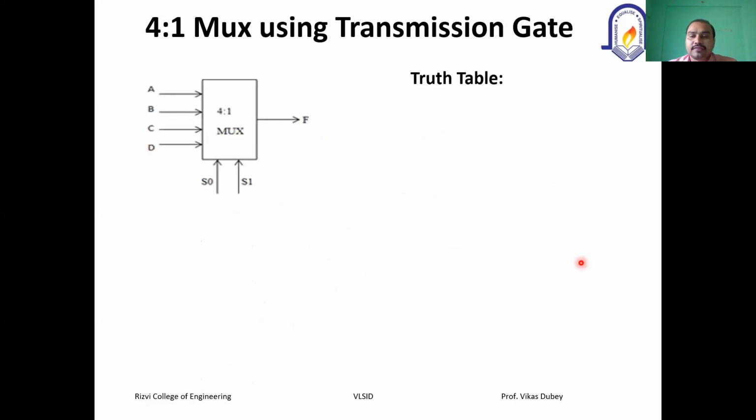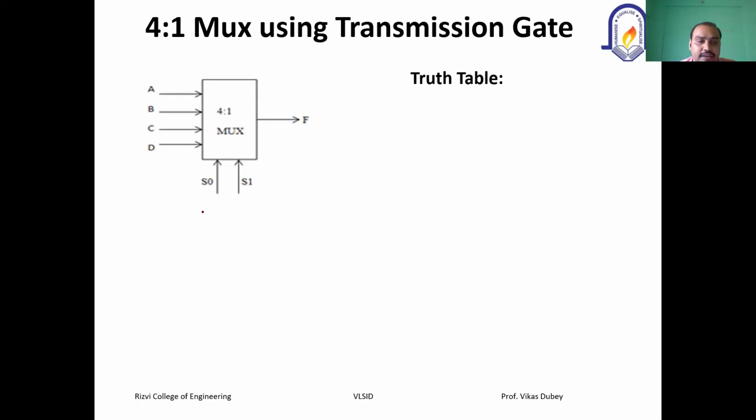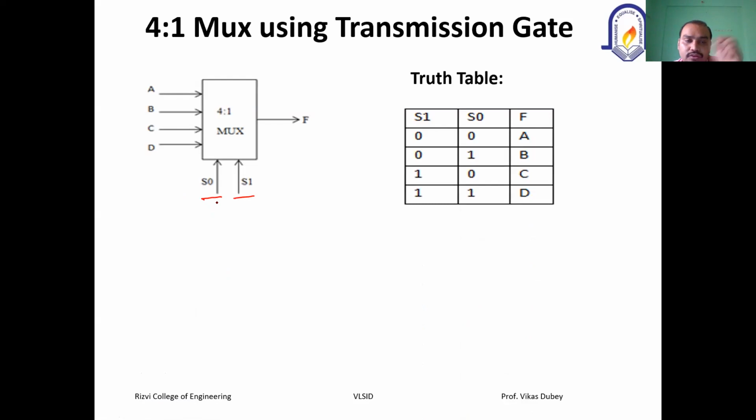You know 4:1 mux means you have 4 inputs and 1 output. Based on the 4 inputs, how many select lines will there be? 2 select lines, S0 and S1. And yesterday, in the last lecture or in today's morning session, we have seen the 4:1 mux truth table. When S0 and S1 are both 0, A will be passed. When S1 is 0 and S0 is 1, B will be passed. When S1 is 1 and S0 is 0, C will be passed. And when both are 1, D will be passed. So based on the select lines, a particular input will be connected to the output.